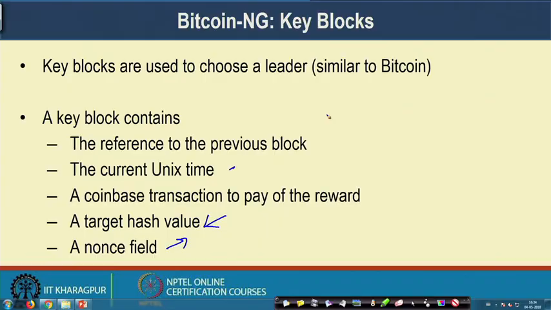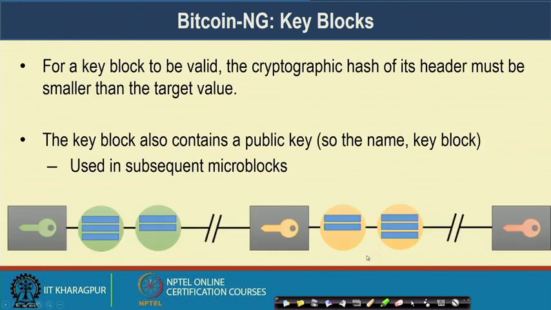Now, the task is similar to Bitcoin proof of work: you find the nonce which will help you get a hash value equal to or less than the target hash value, and if you are able to find that nonce value, then you have been elected as a leader. So, you can generate the corresponding key block, and then you can generate multiple subsequent micro blocks which will contain the serialized transactions that you have overheard. So, that is the broad idea of the contents of a key block, and then you have various micro blocks.